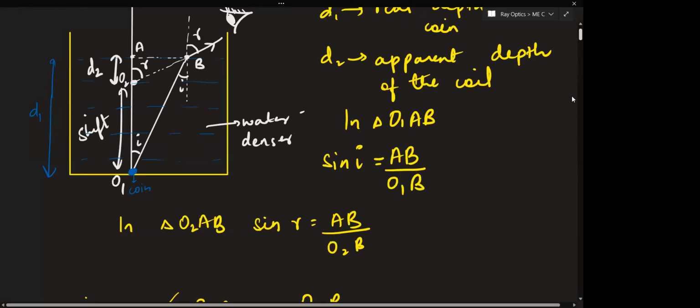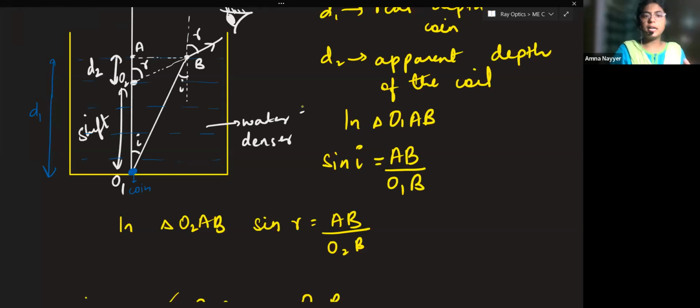Teacher, I did not understand this. See, this part now from here. See, point A and point B are very close to each other. Whenever a coin is placed, this line is not an actual line.